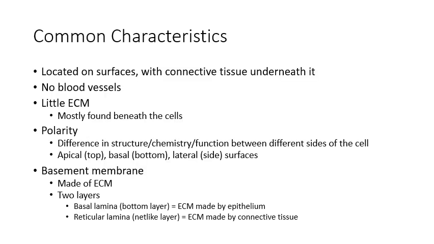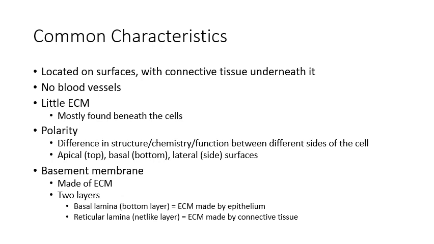And so you have several common characteristics that all epithelial tissue subtypes have in common. First, it's always located on surfaces. It always has connective tissue underneath it. You have no blood vessels in epithelial tissues. It's mostly just cells, wall to wall. You have very little extracellular matrix. So in general, you don't have any extracellular matrix to speak of between the cells. It's just cells directly touching each other, nothing between them.